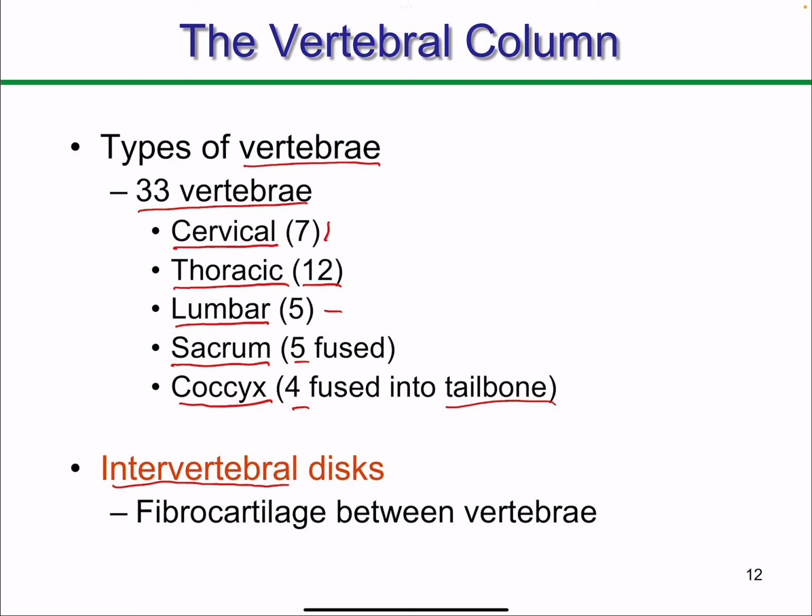intervertebral discs that are made up of fibrocartilage. I expect you to know this. I will test you on this. So, know that you have different types of vertebrae: cervical vertebrae, thoracic vertebrae, lumbar vertebrae. Then, as part of the vertebral column, you're going to have the sacrum and the coccyx. The sacrum is a bunch of vertebrae that are fused together. And the coccyx is the tailbone. And in between the vertebrae, you're going to have intervertebral discs. Please remember that. I will bug you with that.